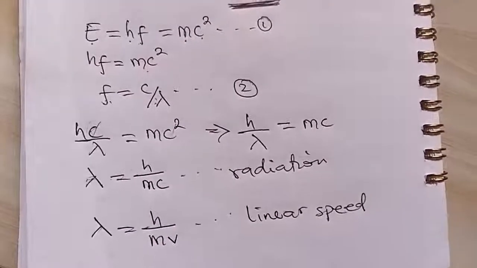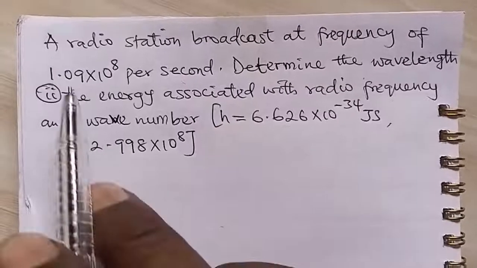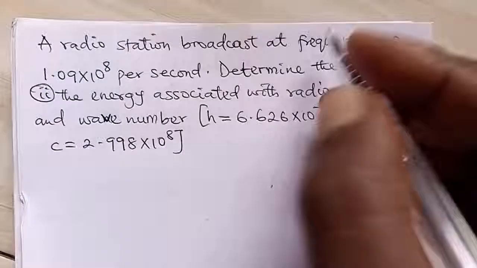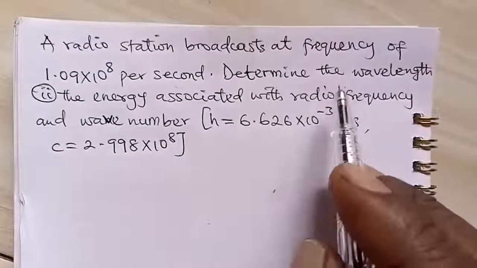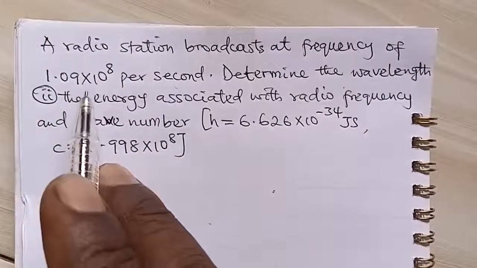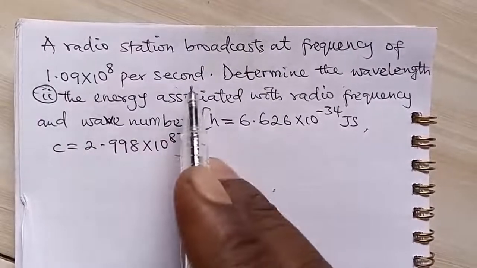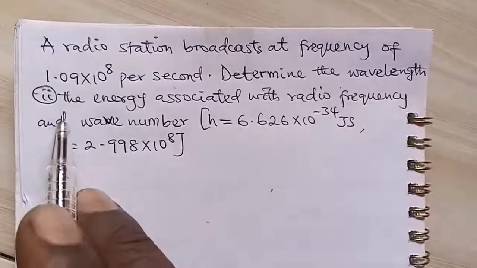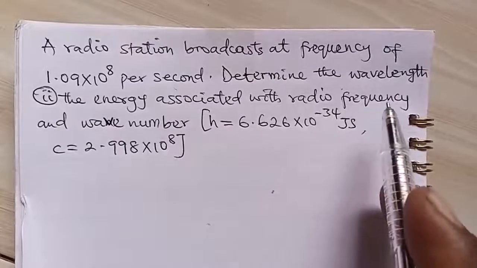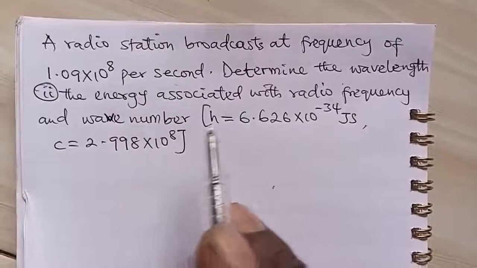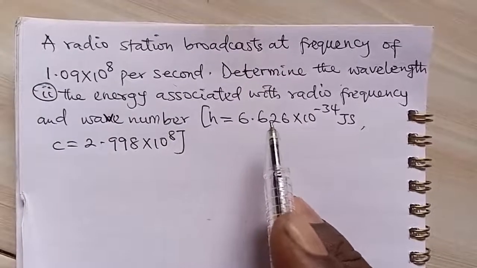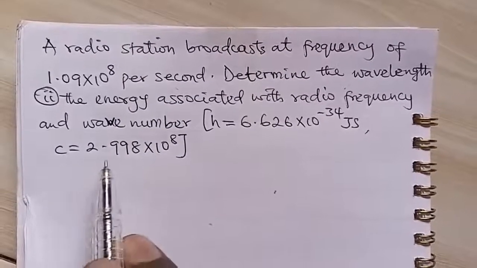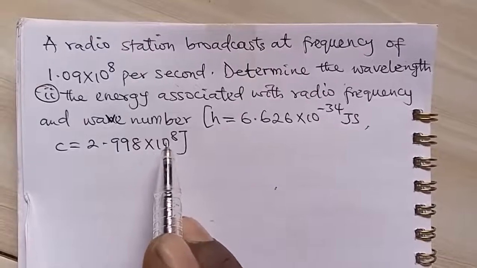Okay, let's look at this question. It says a radio station broadcasts at a frequency of 1.09 times 10 raised to the power 8 per second. Determine the wavelength, also the energy associated with the radio frequency, and the wave number. We are given Planck constant to be 6.626 times 10 raised to the power minus 34 joule seconds. Then the speed of light is 2.998 times 10 raised to the power 8.